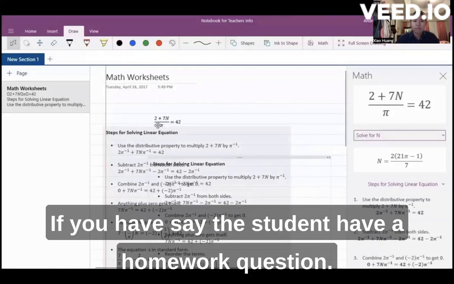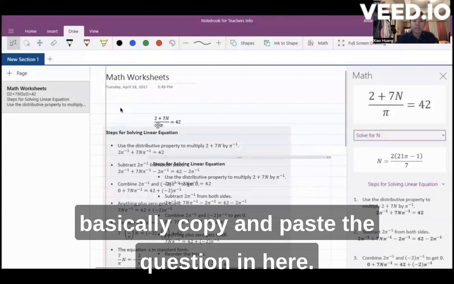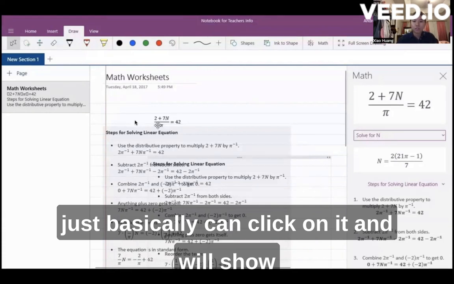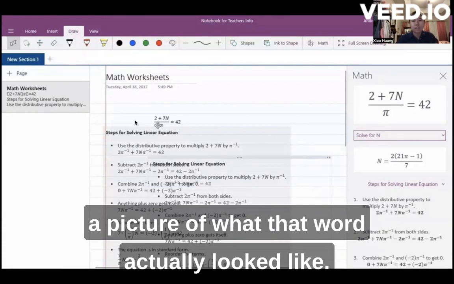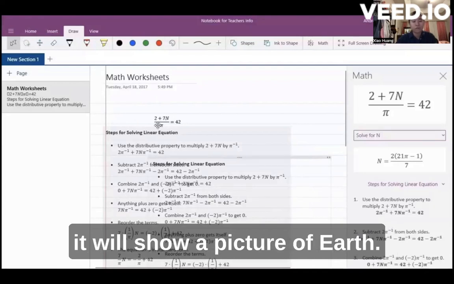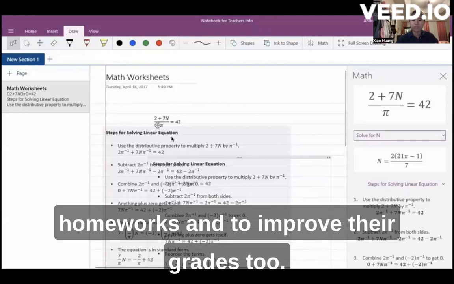If the student has a homework question on real life, wordy questions, you can just copy and paste the question in here. If you don't understand what something means, you can just click on it and it will show a picture of what that word actually looks like. For example, if it's earth, it will show a picture of earth. And this could really help students on their homework and to improve their grades too.